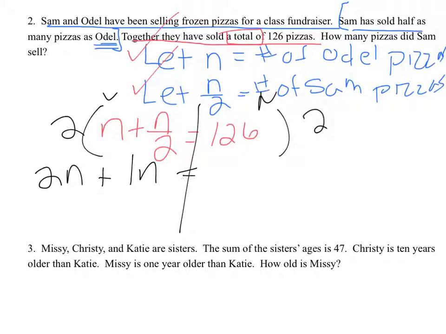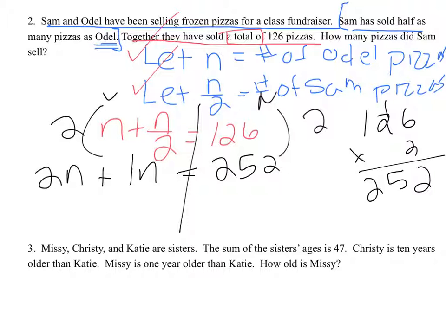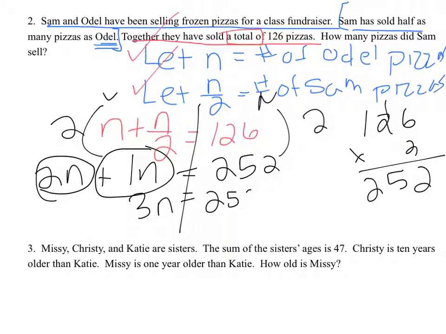And then 2 times 126, well, I can't do that in my head real quick, so I'm just going to go off to the side right here, which is no problem. 2 times 126 is 252. Okay, now I can combine my like terms. I have my positive 2n, my positive 1n, that's 3n equals 252.